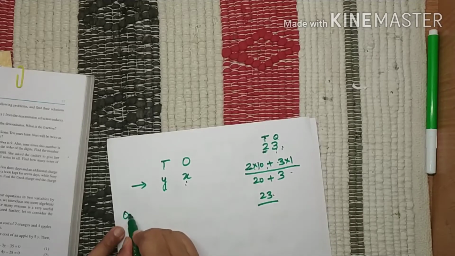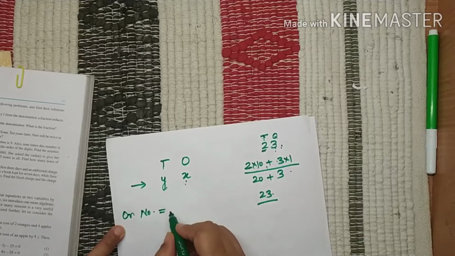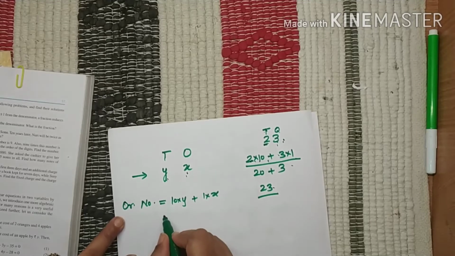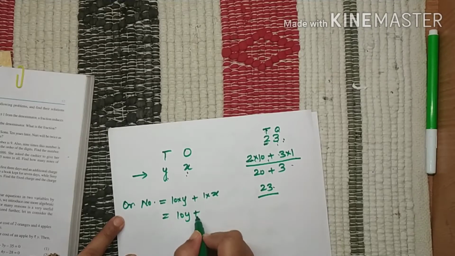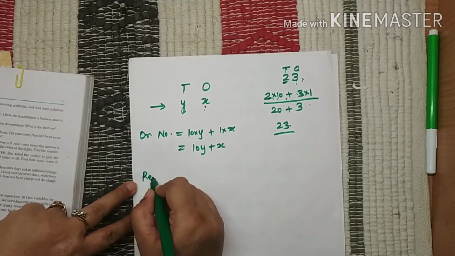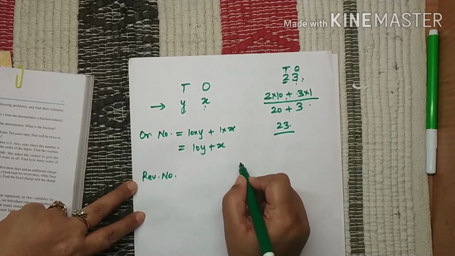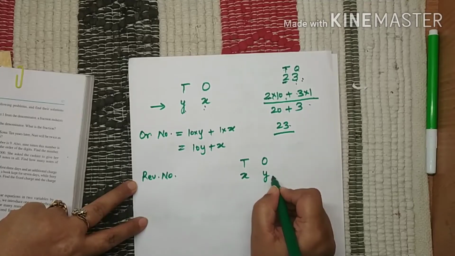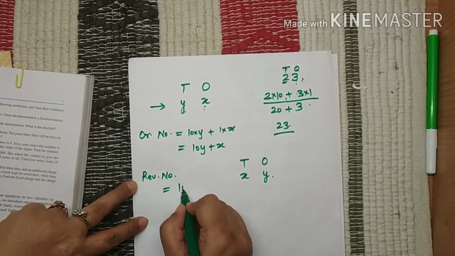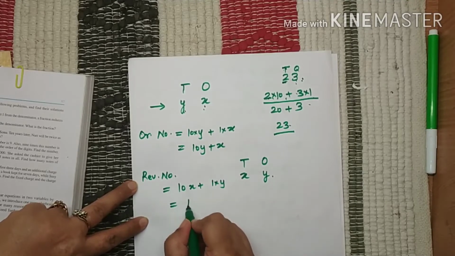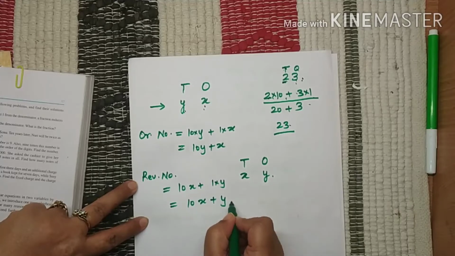So similarly, the original number here will be, what is the place value of y? 10. 10 into y plus 1 into x. So the number is 10y plus x. And if I reverse the position of the digits, x here and y here now, the reversed number will be 10 into x plus 1 into y, so we have 10x plus y.